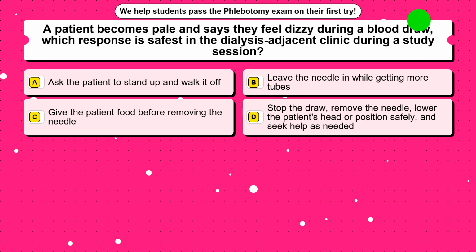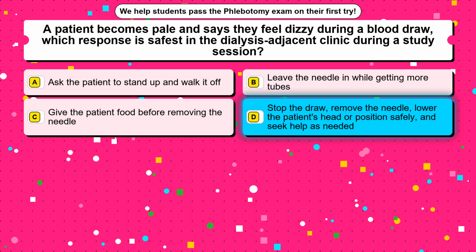Question 36. A patient becomes pale and says they feel dizzy during a blood draw. Which response is safest in the dialysis adjacent clinic during a study session? Option A, ask the patient to stand up and walk it off. Option B, leave the needle in while getting more tubes. Option C, give the patient food before removing the needle. Option D, stop the draw, remove the needle, lower the patient's head or position safely, and seek help as needed.